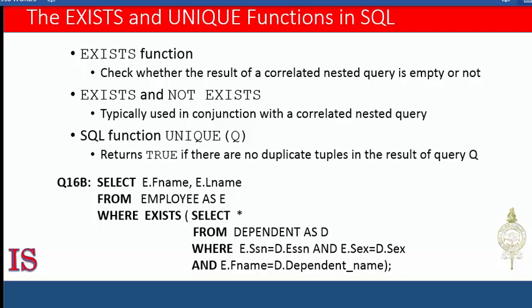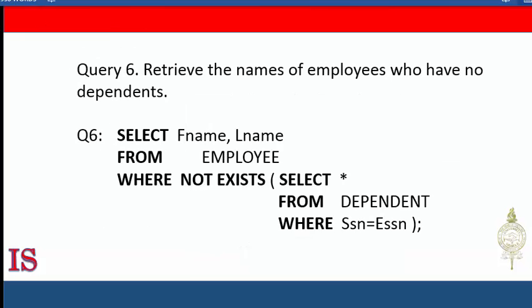EXISTS and NOT EXISTS are typically used in conjunction with a correlated nested query. In Q6, the correlated nested query retrieves all dependent tuples related to a particular employee tuple. If none exist, the employee tuple is selected because the where clause condition will evaluate to true in this case. We can explain Q6 as follows. The query request: retrieve the names of employees who have no dependents.